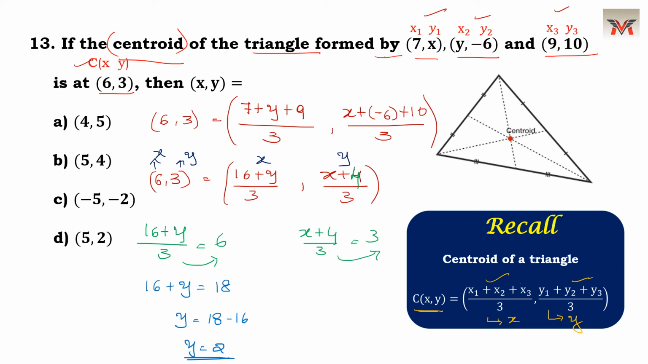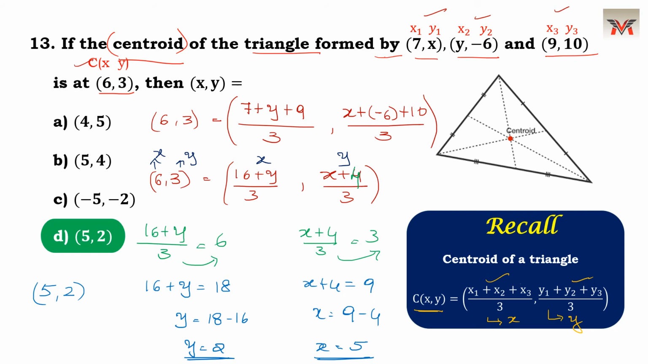Next, x plus 4 is equal to 3 threes are 9. Be careful. Don't write 3 into 3 is 6. This is the most common mistake by students. They write 3 into 3 as 6. Don't do that. 3 into 3 is 9. So x is equal to 9 minus 4, that is equal to 5. So x is 5 and y is 2. Therefore, the answer is option D, (5, 2). Correct? We'll move on to the next question.